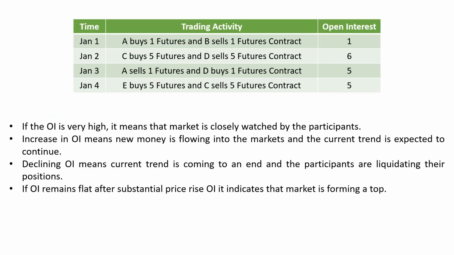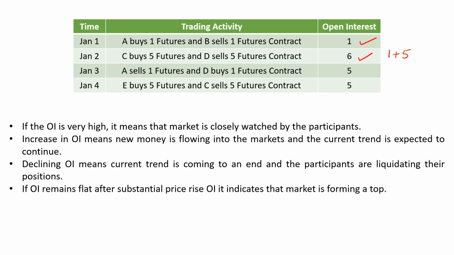So on January 1, Mr. A is buying one futures contract, Mr. B is selling one futures contract. For both of them, the position is open and the open interest is 1. Mr. C is buying 5 futures contracts, D is selling 5 futures contracts. So 5 new contracts are coming into the market. So open interest has gone up, 1 plus 5. Now we have 6 outstanding contracts.